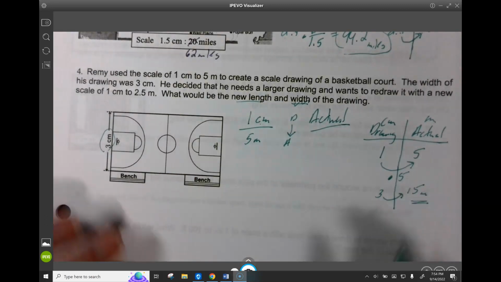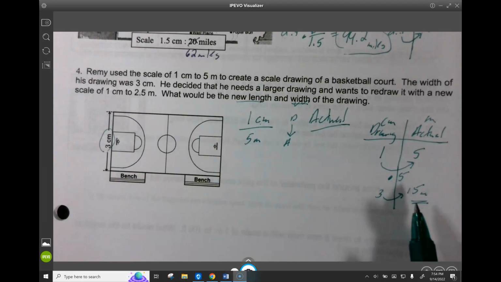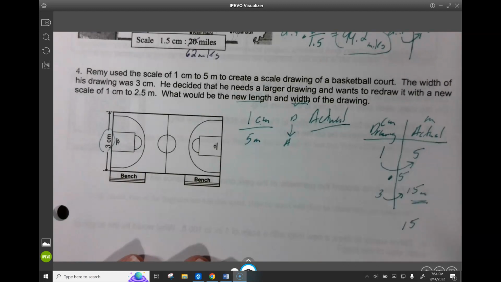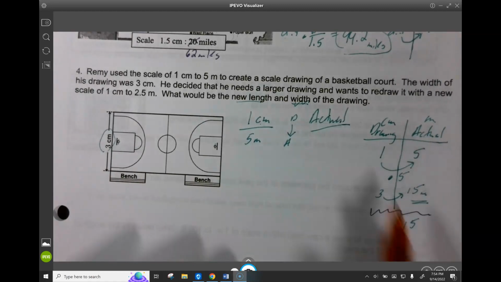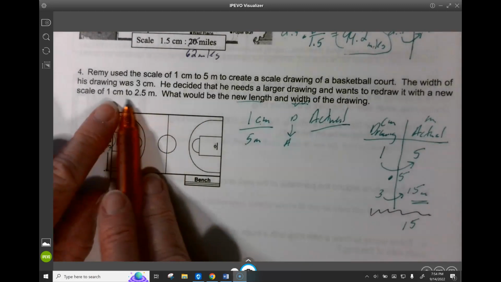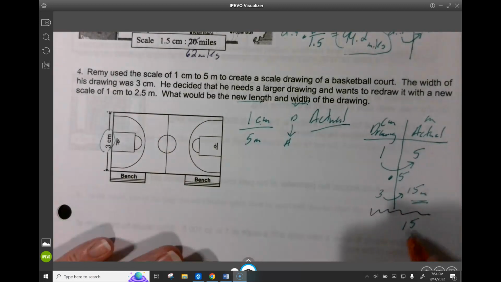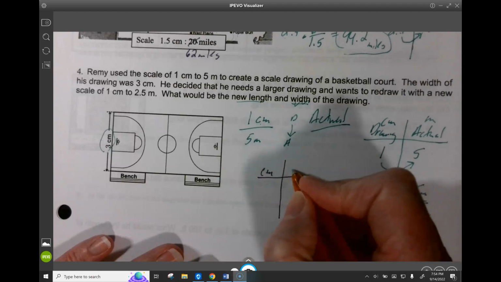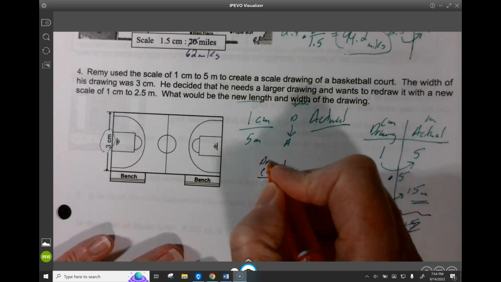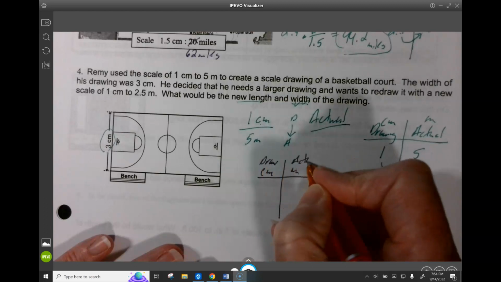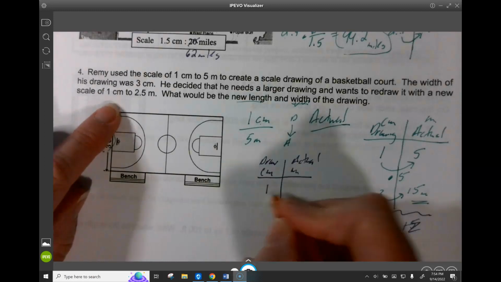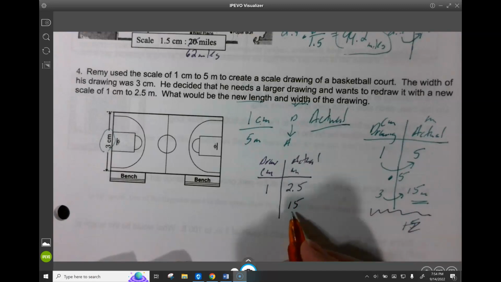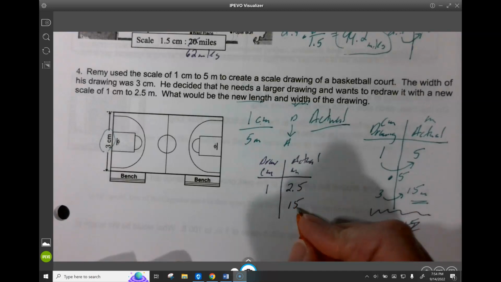Now what we have to do, and this is where the table is awesome, and I would recommend the table, is that now it says, if we have 15 meters, we want to change this. We want to find out what it would be if I'm using this scale factor. So now I'm going to draw a different table, and we're going to say we have centimeters, and we have meters. So this is my drawing. This is my actual. And I have 1 centimeter to 2.5 meters. But this time, I start with the real basketball court. What's my actual? That's 15 meters.